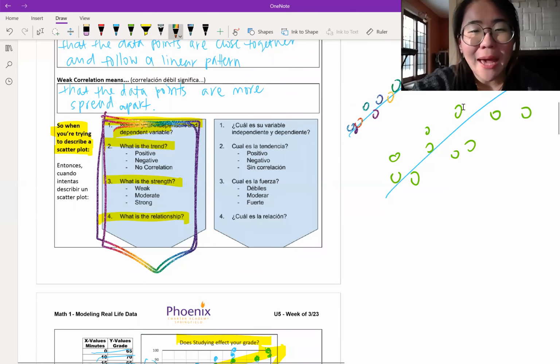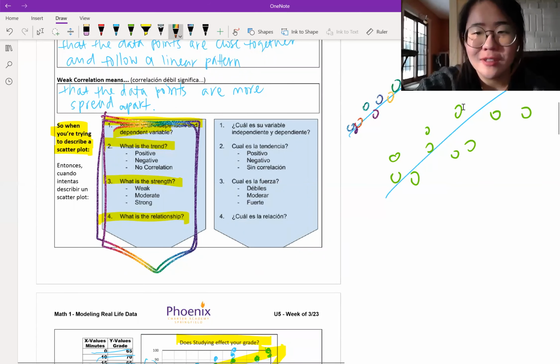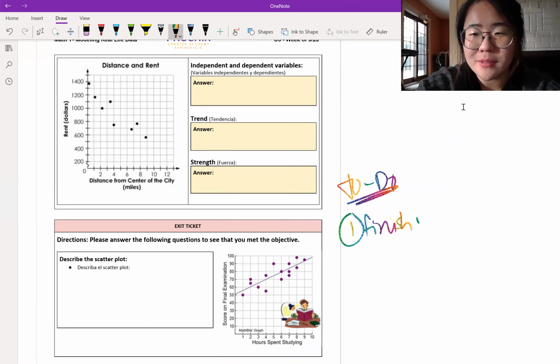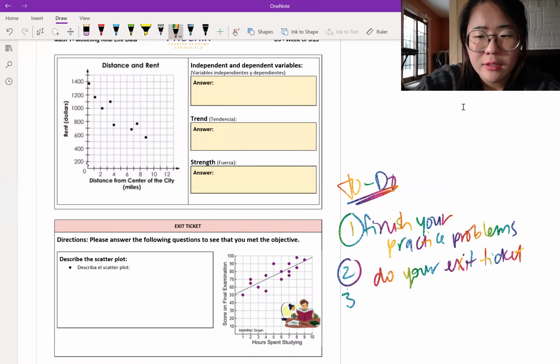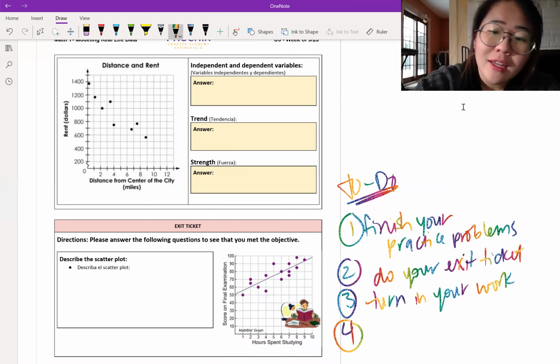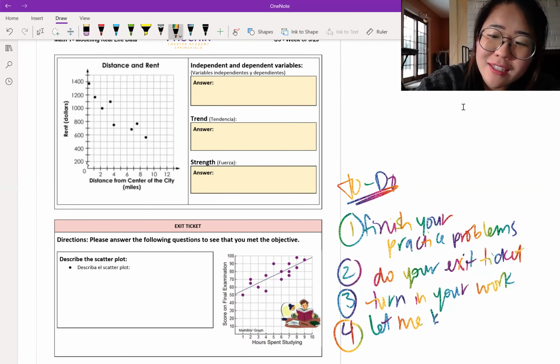Now, just to recap what we gotta do. So for your to-do, right? 1, finish your practice problems. 2, do your exit ticket. 3, turn in your work. And 4, let me know how you're doing.